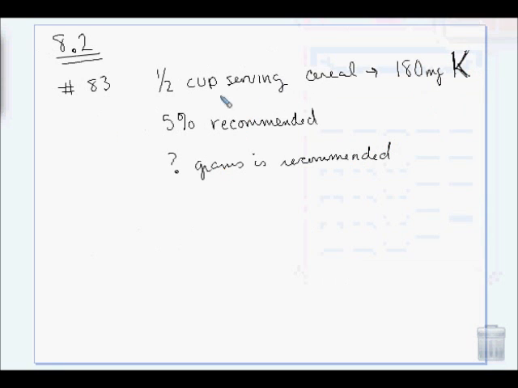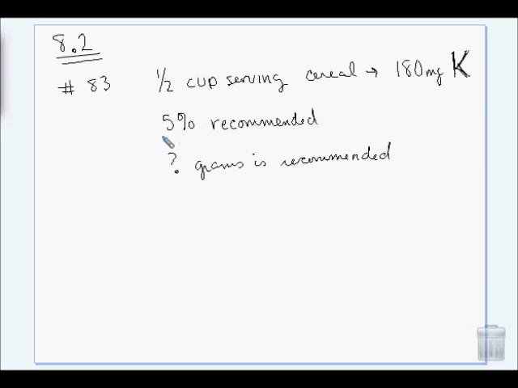Okay, so we have a half a cup serving of cereal has 180 milligrams of potassium, which is 5% of your daily recommended allowance, right? And we want to know how many grams would be the recommended daily allowance. The easiest way to do this is to find out how many milligrams are in the daily recommended allowance first and then convert it.